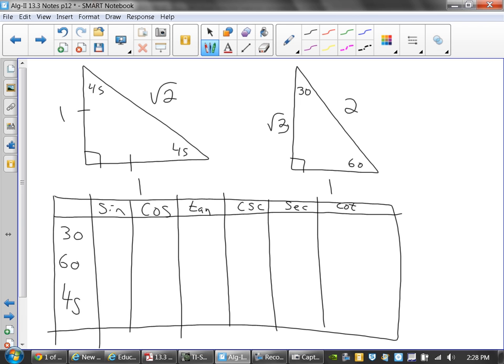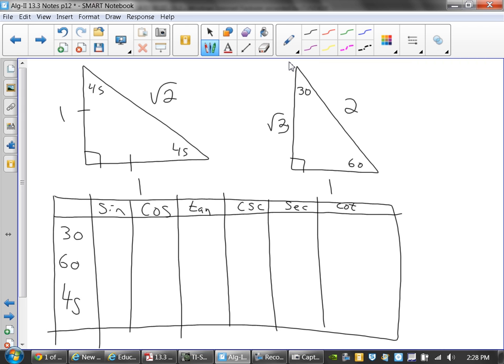I want you to make that table for all 3 of them, the trig table for your special angles: your 30, your 60, and your 45. Again, the reason that I'm doing this is because everything that we do on the unit circle is going to be based upon those values. Those values will never, ever change.